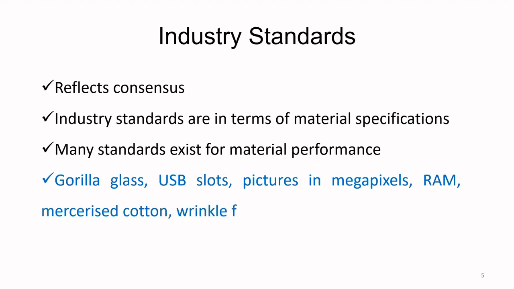Now, when you talk about mobile phones, all the mobile phones today have Gorilla Glass. So you don't even have to have, let's say, a screen guard. All the laptops have the same kind of USB slots. You may have additional USB slots of a different type, Type C for that matter, in case of Asus.